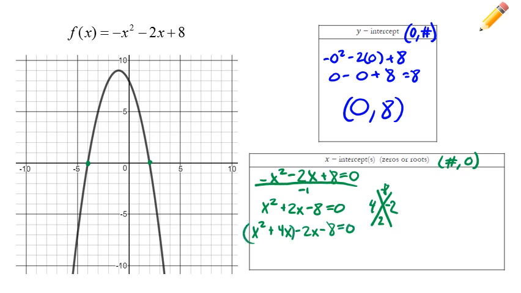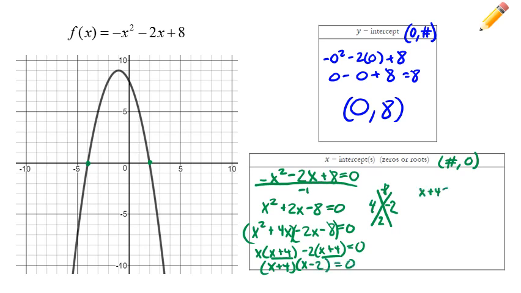I now have 4 terms, so I'm going to group. I can take an x out of the first set and -2 out of the second set. Again, as I go through this video, if it's too fast, pause, take a moment to think about what we're doing. We've got the common factor of x plus 4. So if I factor that out, I have x plus 4 with an x minus 2 remaining.